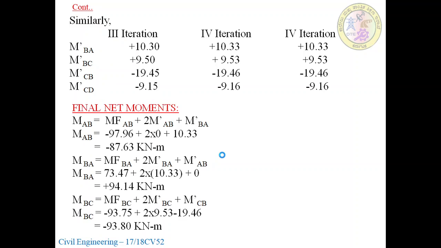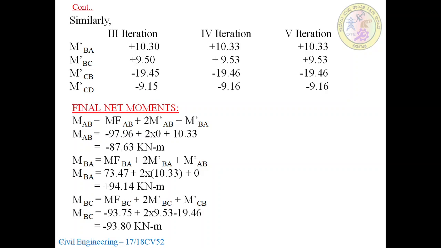So next, go to the third iteration, fourth iteration and fifth iteration. So after fourth and fifth iteration, we will get 10.33 as the same value in the fifth iteration. Compute with the fourth and fifth iteration. So that will be the final one.